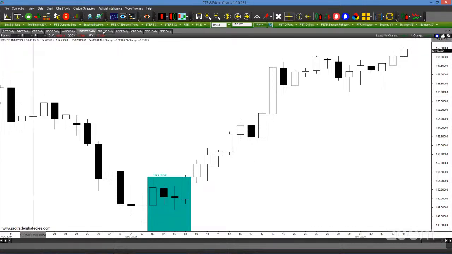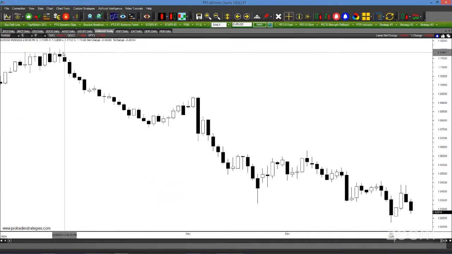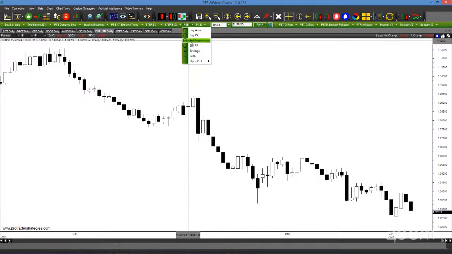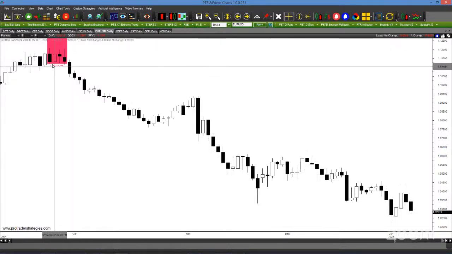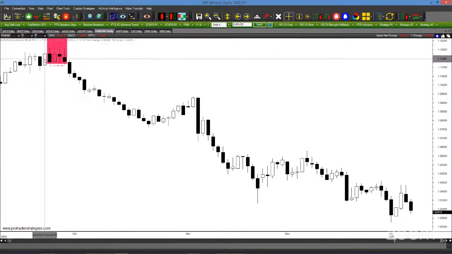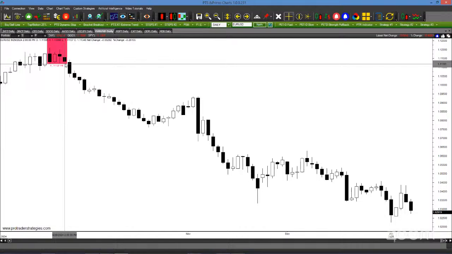Now we can also use this to the downside. Here's the euro dollar. Would you have liked to be able to go short or look for a breakdown to the downside? Well, all you had to do was use the PSBI. Now we click on sell area. And look what it did here. When it makes a red area, a red block, we use the same process. We just wait for it to trade below. It does not have to close below, just has to trade there.